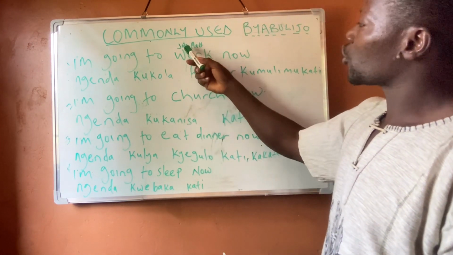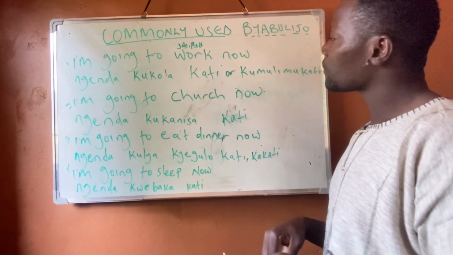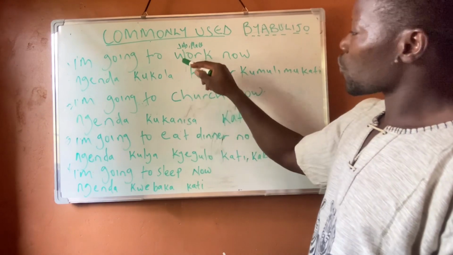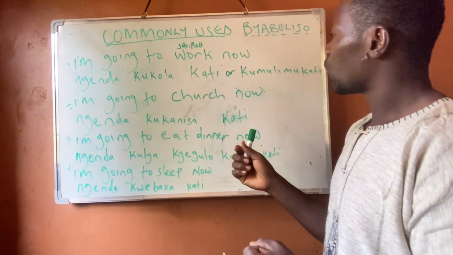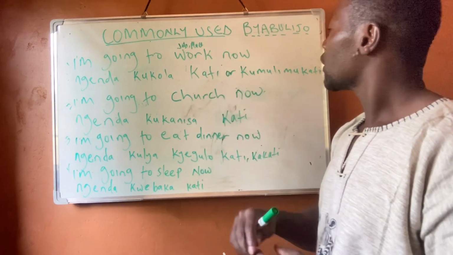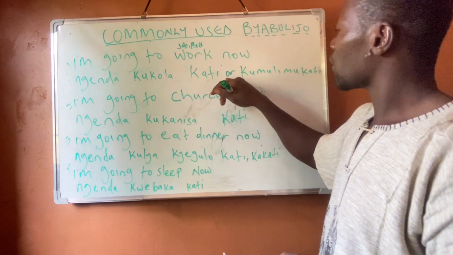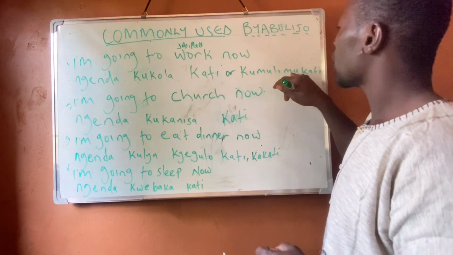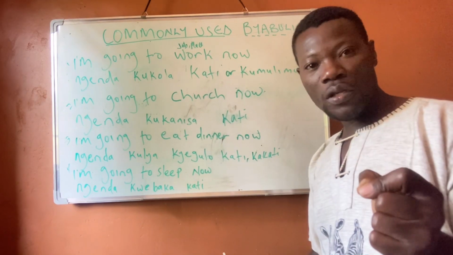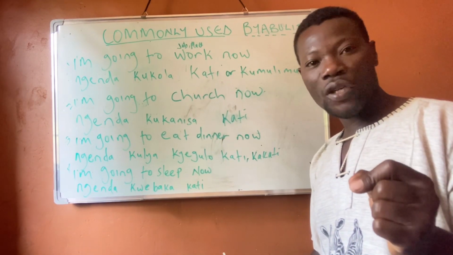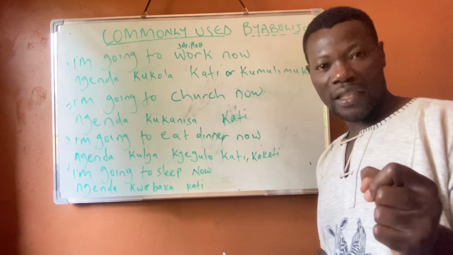But if you're going to a job or place of work, you can say, ngenda kumulimu kati. So going to work now means you're going to do, ogenda kukola kati. But if you're just going to a place of work, you can say, ngenda kumulimu kati. Are we together? I'm going to work now. Ngenda kukola kati. Or, ngenda kumulimu kati.